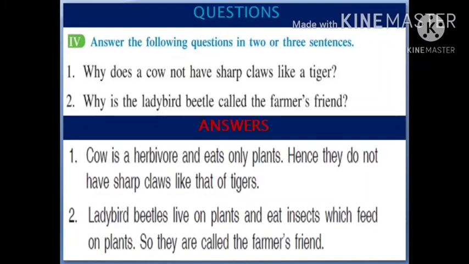Second, why is the ladybird beetle called the farmer's friend? Answer: ladybird beetles live on plants and eat insects which feed on plants. So they are called the farmer's friend. So how do the ladybird beetles help the farmers? They live on the plants and they eat the insects which harm the plants. And this is how the ladybird beetles help the farmers. That is why they are known as the farmer's friend.